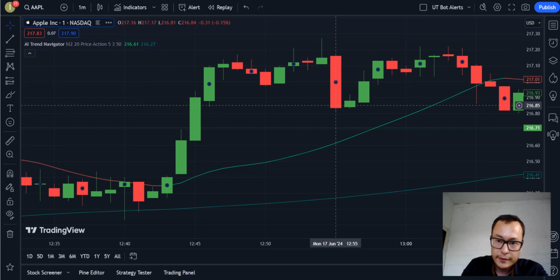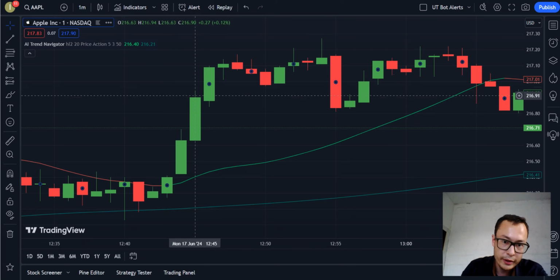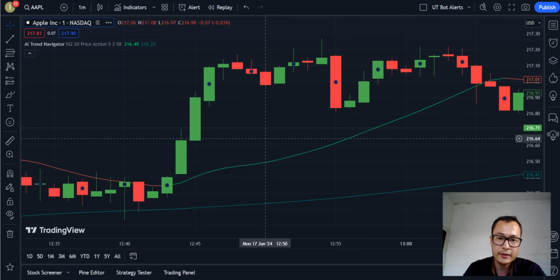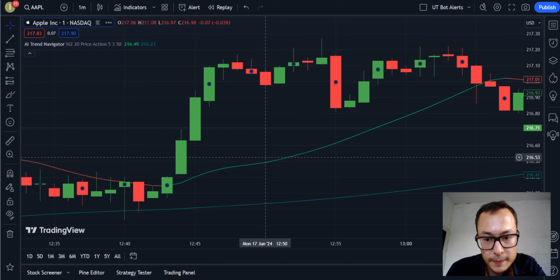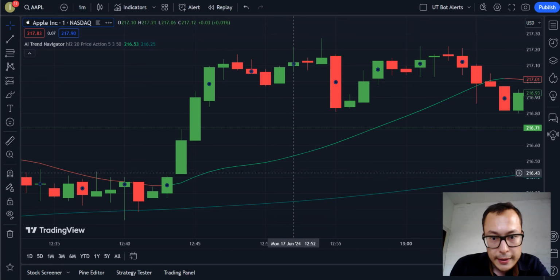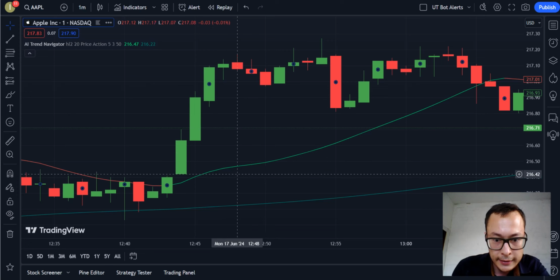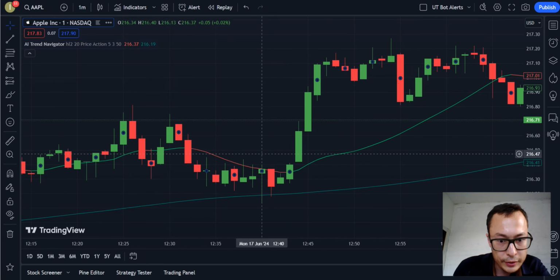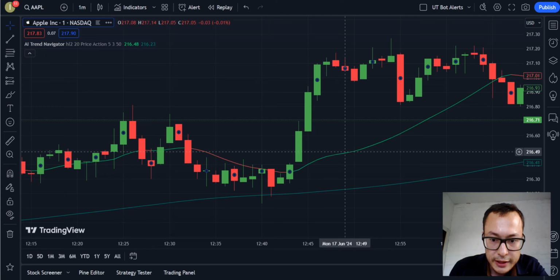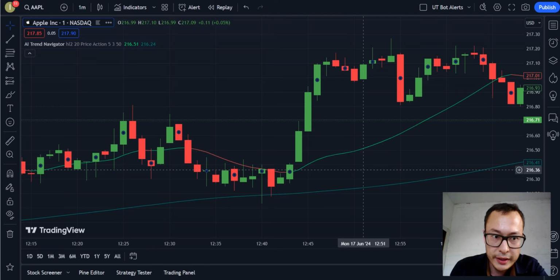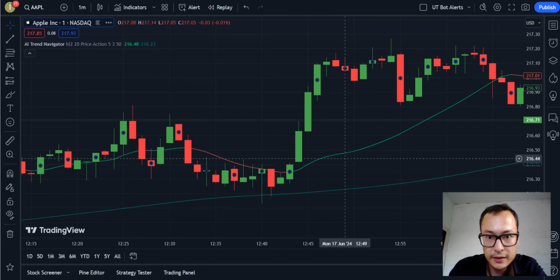So as you can see, for the red candlestick bar, we read it downwards because it's a decrease in price, whereas the green candlestick bar, we read it upwards because it's an increase in the stock price. So this is how to read and interpret the candlestick bars. And so let's begin now. I will explain how to trade the Apple stock profitably using the AI Trend Navigator, and we'll select the 1 minute time interval.